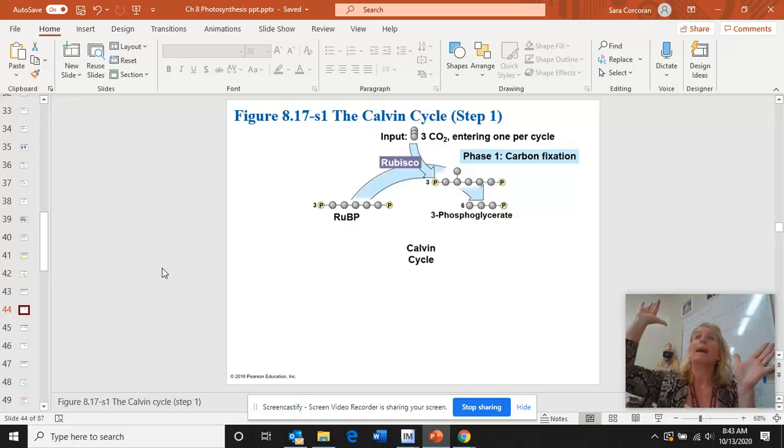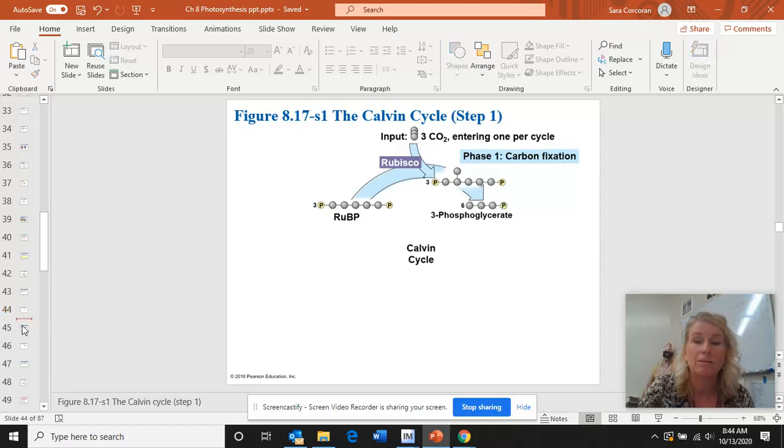So fixation. Rubisco, the enzyme, grabs carbon and attaches it to RUBP, ribulose bisphosphate. That's exactly what's happened here. There's my hand enzyme grabbing carbon dioxide in the air, attaching it to RUBP, and then we have a 6 carbon molecule that's kind of unstable, then immediately splits. We don't really care about that. It's good to know, but we don't need to get bogged down in those details.